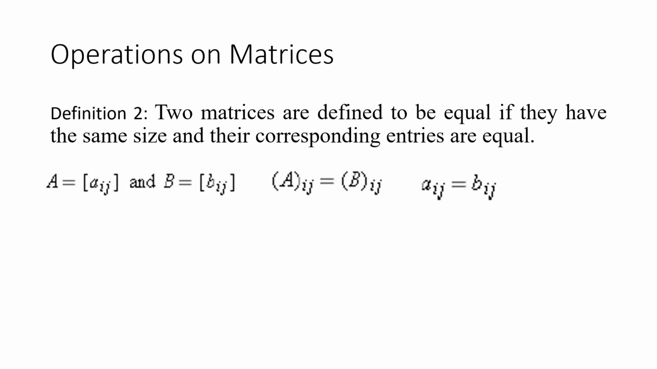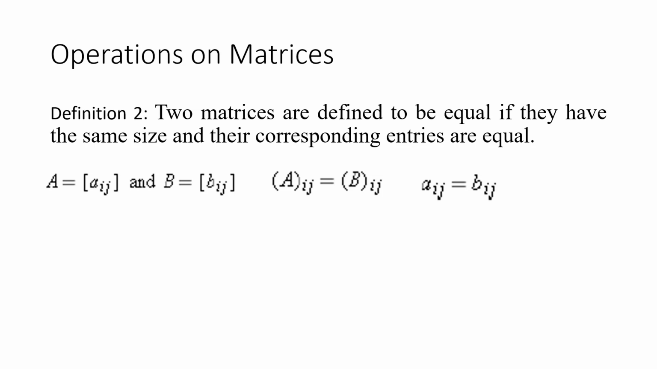So let's have operations on matrices. So far, we have used matrices to abbreviate the work in solving systems of linear equations. For other applications, it is desirable to develop an arithmetic of matrices, in which matrices can be added, subtracted, and multiplied in a useful way. So we have this definition. Two matrices are defined to be equal if they have the same size and their corresponding entries are equal.